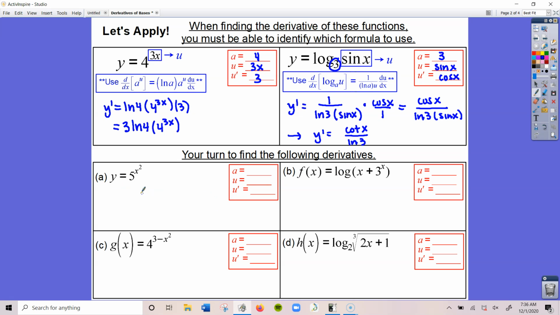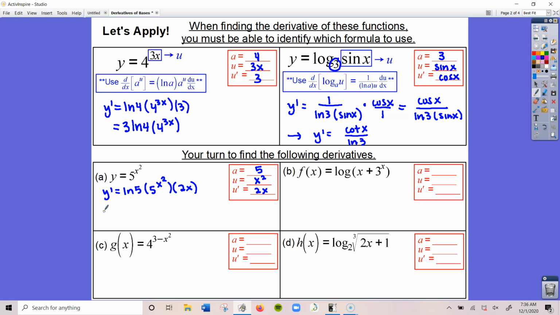Moving along to some other derivatives, we have y is equal to 5 raised to the x squared. A is the base, so 5. U is the exponent, so x squared. And u prime would be 2x. So now the derivative, y prime, is going to equal the ln of the base, so 5, times the exponential function, 5 raised to the x squared, times the derivative of the exponent, which is 2x.